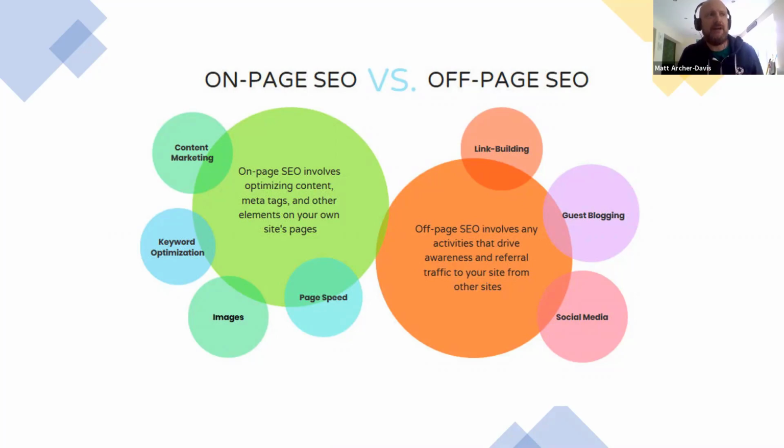And then off-page SEO are the activities that drive awareness and referral traffic to your site from other sites. So you might have people blogging who link to your site. There might be social media posts that you put out or that your clients put out or suppliers or partners put out that link into your site. And then there's something called link building, which is like the sort of systematic process of making sure that certain links come into your site. We're going to cover all of these aspects over the next half an hour or so on this webinar.